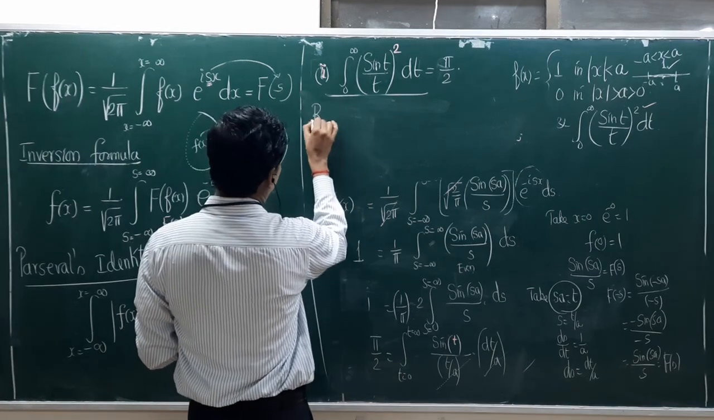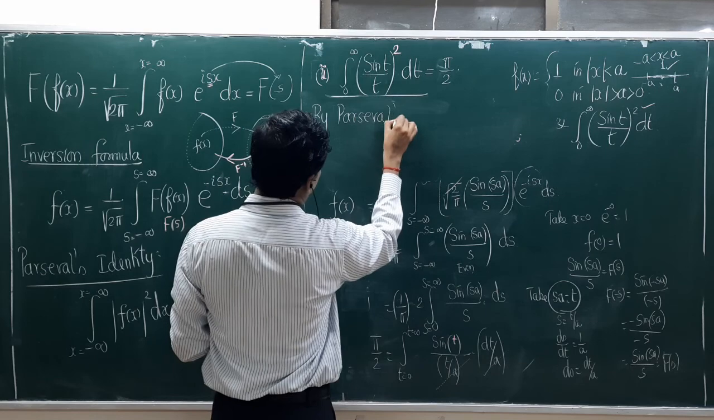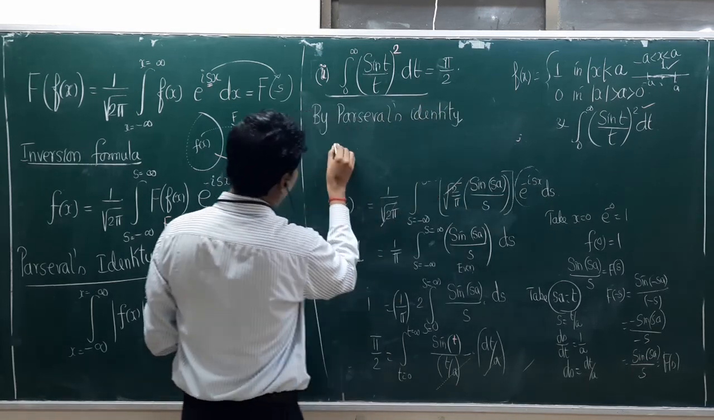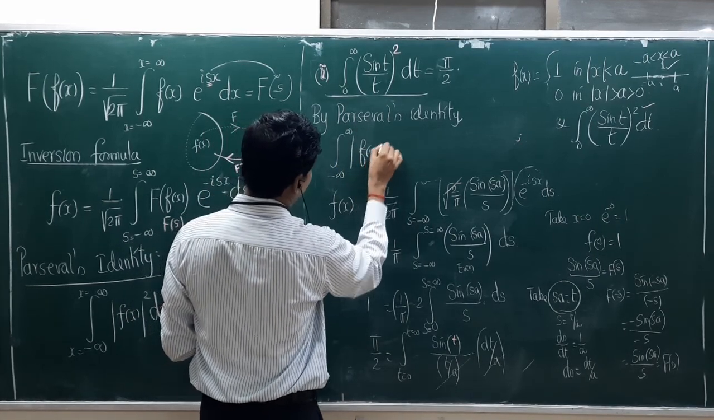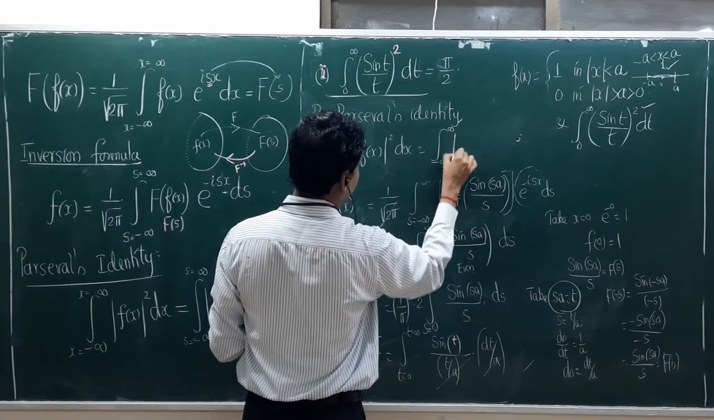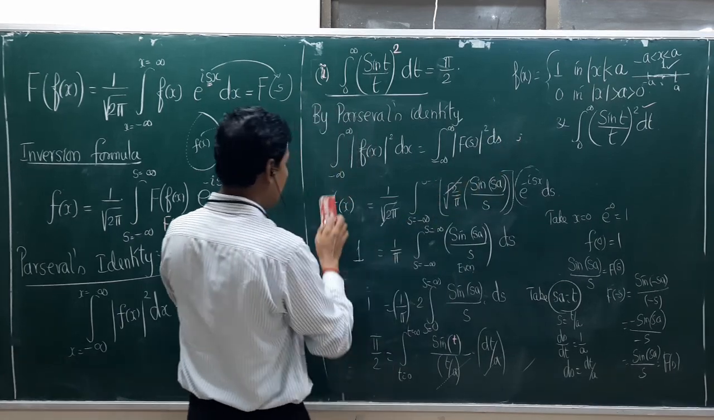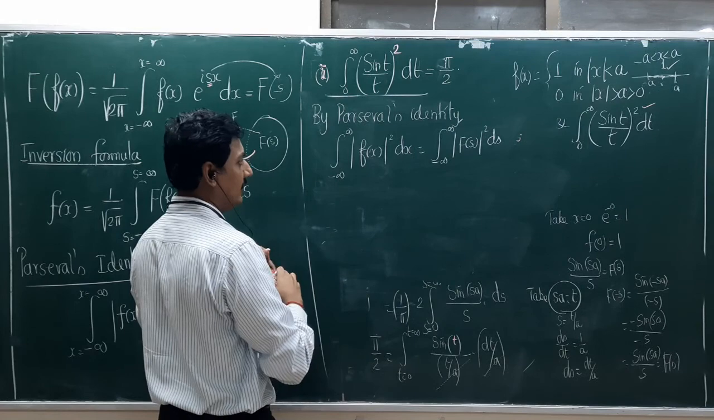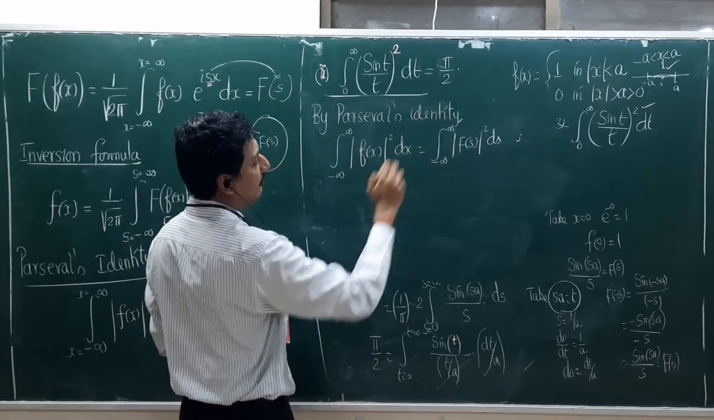So this time I go for Parseval's identity for the complex Fourier transform. What is it? Integral minus infinity to plus infinity modulus of f of x whole square dx is equal to integral minus infinity to plus infinity modulus of F of s whole square ds. Now substitute F of s and the corresponding f of x in both sides. So what is f of x? f of x equals 1 in the interval minus a to plus a.